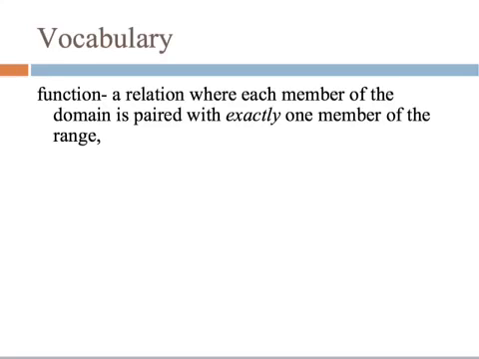So a function is defined as a relation where each member of the domain is paired with exactly one member of the range. There should be a period there. So we can take a look at an example.